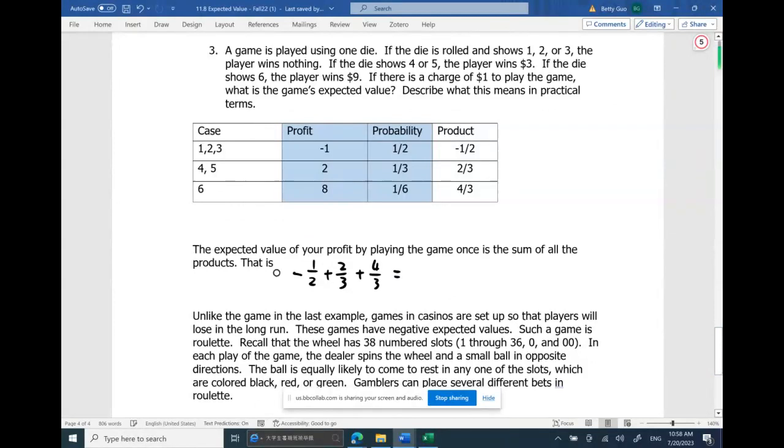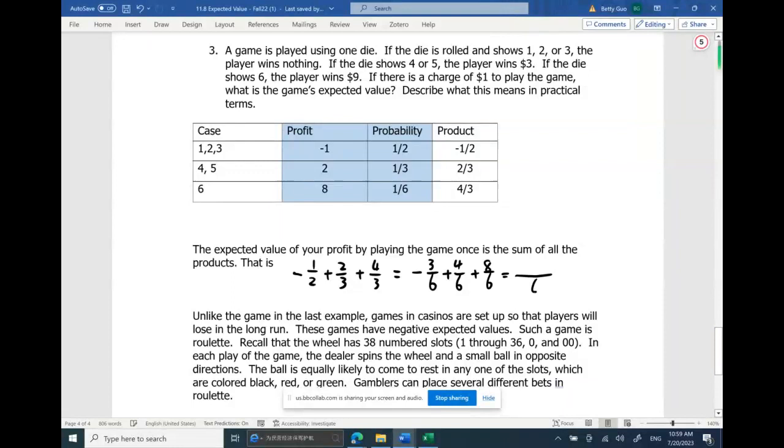If we want to add up plus or minus fractions, we want those fractions to have the same denominator, right? The same denominator is better to be the least common denominator. The least common denominator in this case is 6. So we can write negative 1/2 as negative 3 over 6. We can write 2 over 3 as 4 over 6. We can write 4 over 3 as 8 over 6.